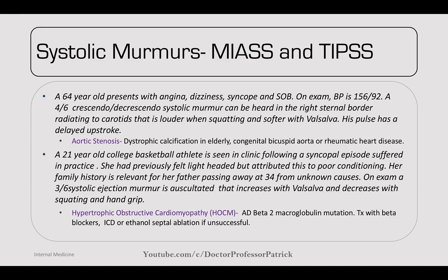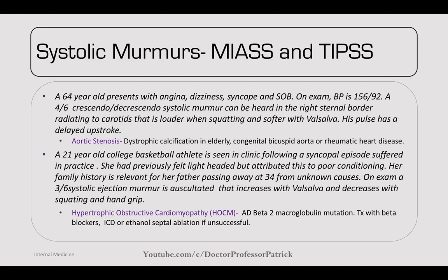So this is going to be more of a hypertrophic obstructive cardiomyopathy, a HOCM case. This is an autosomal dominant inherited condition of beta-myosin, and we can treat this with beta blockers to prevent the remodeling on the heart and prevent the tachycardia, or you can implant an ICD or use ethanol ablation if that's unsuccessful.